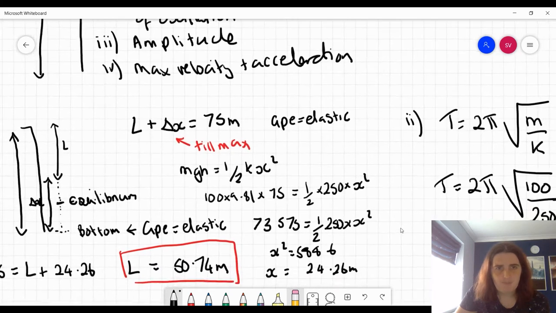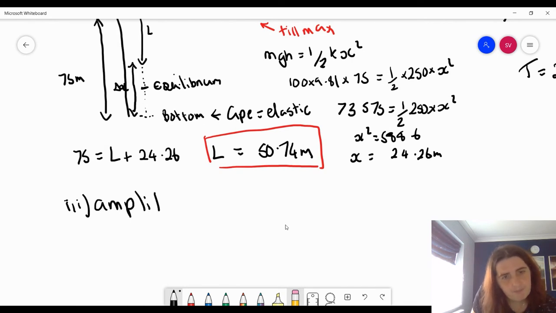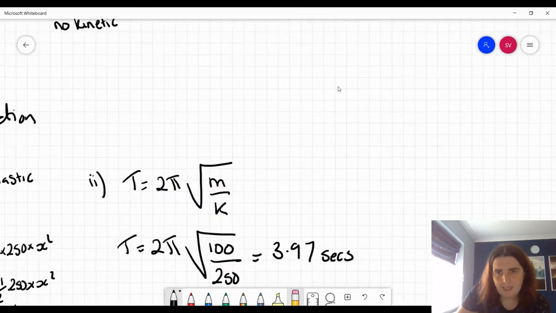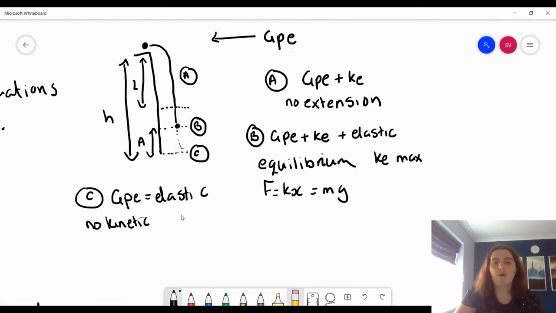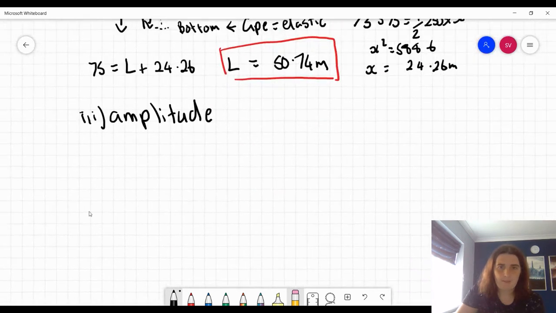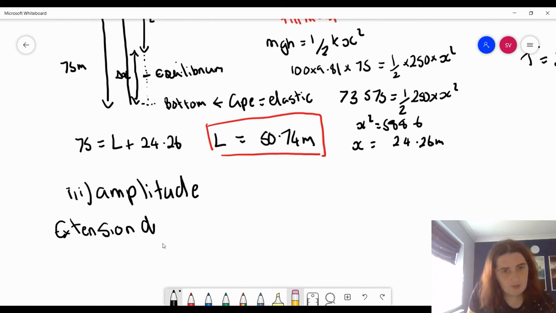Okay, amplitude. Now I'm actually going to go back to this one, so I'm going to have it nearby. So I've got my amplitude here. The amplitude of my oscillation, I'm going to go quickly back to this drawing that I did up here. The amplitude is the distance from the equilibrium. So the first thing, I need to find the extension due to equilibrium.